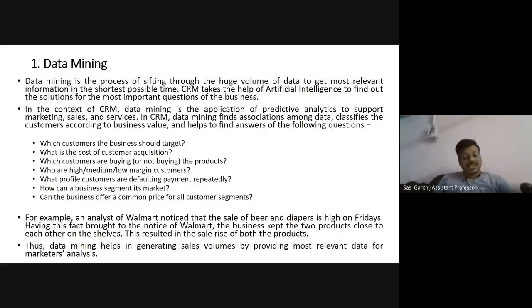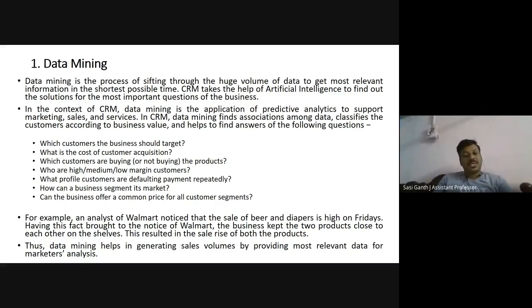Which customers should the business target? What is the cost of customer acquisition? Which customers are buying, and you also need to know why they are not buying your products. Then who are your high, minimum, or low margin customers? The reason for this question is that you can customize your product according to these margin customers. Okay, what profile of customers are defaulting on payment repeatedly?